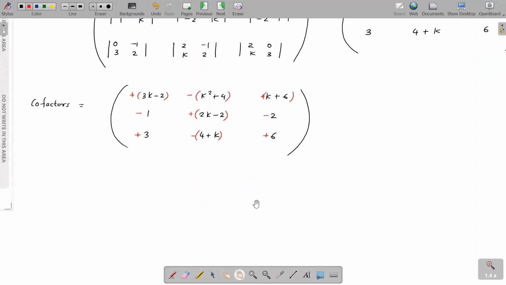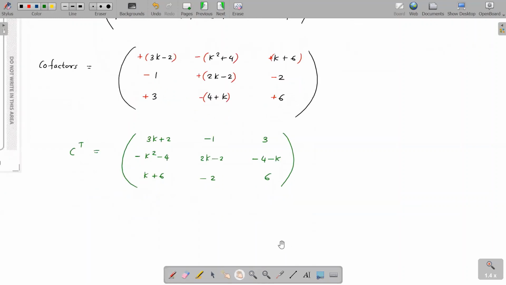The cofactor matrix, you must take the transpose of the cofactor matrix. So what happens then? Take the transpose. These are the steps, right? These are the steps to produce the inverse matrix. 3k minus 2, minus 1, plus 3 comes, then minus k square minus 4. Shall I open the bracket? This is 2k minus 2. The rows and columns exchange. The second row becomes the second column, minus 4 minus k. This is k plus 6. This is minus 2. This is plus 6. Is that okay? So this is the matrix of cofactors.